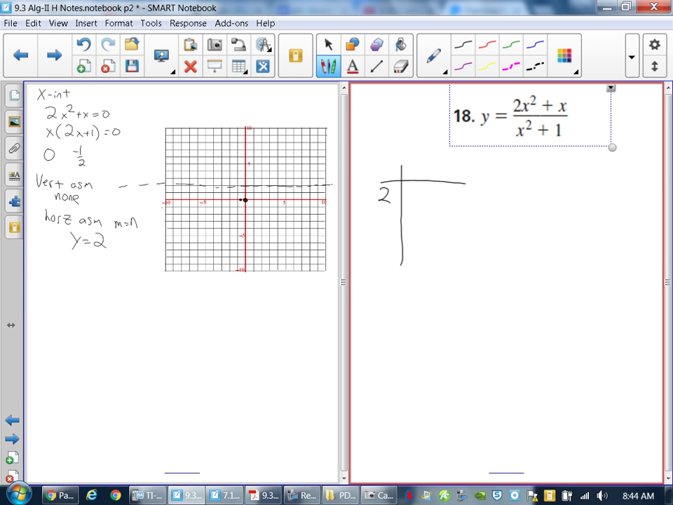So at 2, I know that my denominator was a 5. 2 squared is 4. 2 times 2 is 8. 8 plus 2 is... 2. Isn't that where my asymptote is? This might be the jump one. All right, let's try it again.